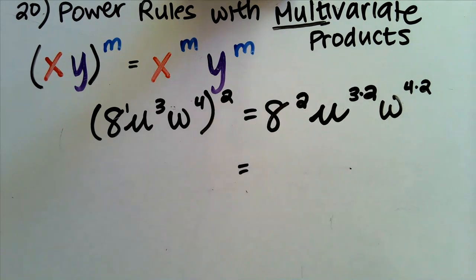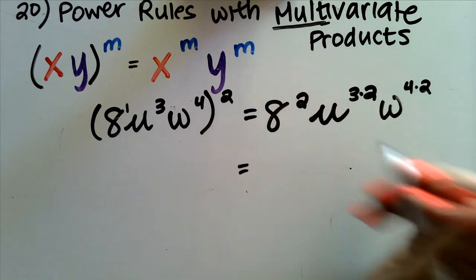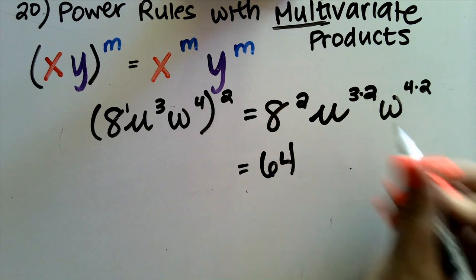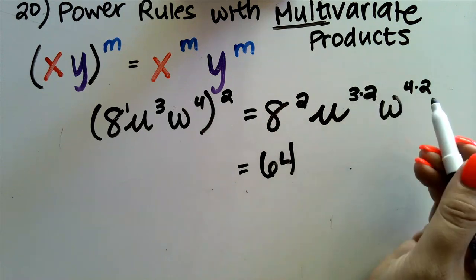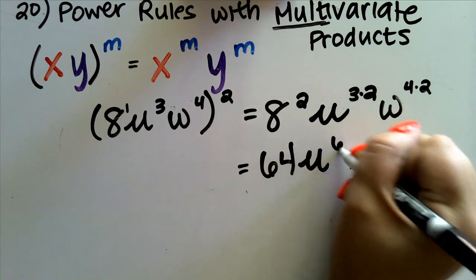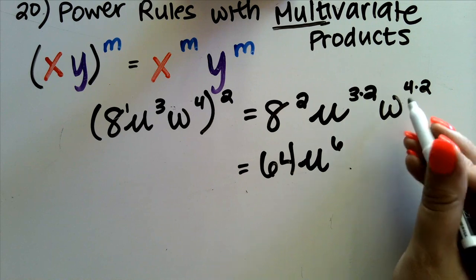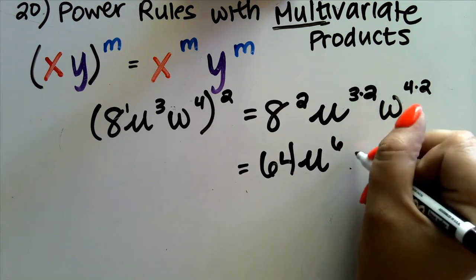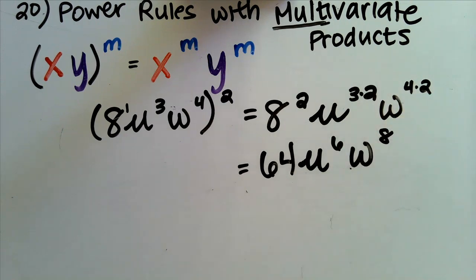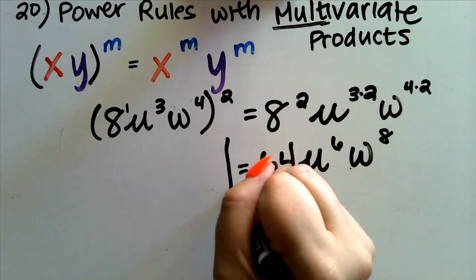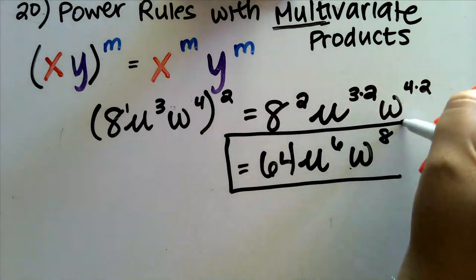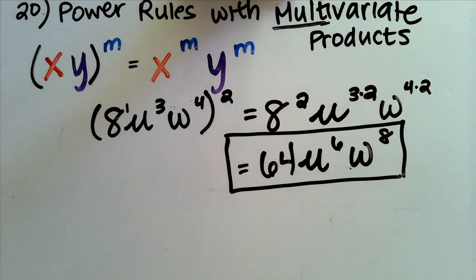If I go ahead and simplify this, I know that 8 squared is 64. I know that u to the 3 times 2 is u to the 6th power. And then I have w to the 4 times 2, which is to the 8th power. There you have it. Much easier than writing it all out every time.